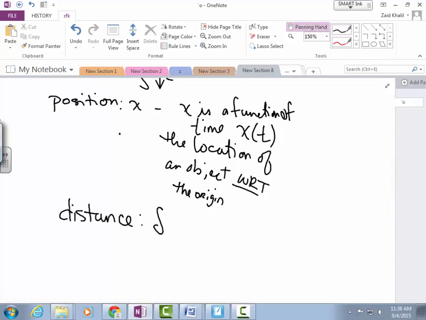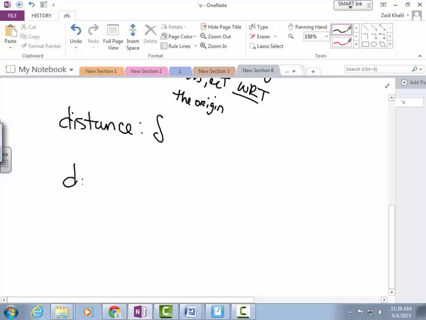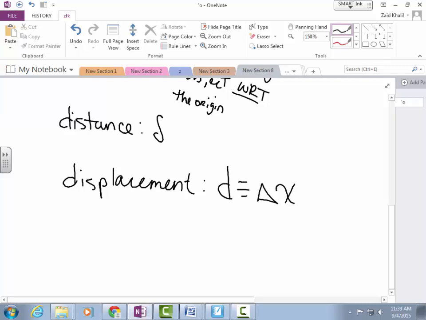So displacement. I'm going to give it a proper Latin letter, D. And the definition of displacement is delta x. And what does delta mean? The change in. And what does that mean? By definition, that means that there must be some final position and some initial position, called xf minus xi, where f stands for final and i stands for initial.